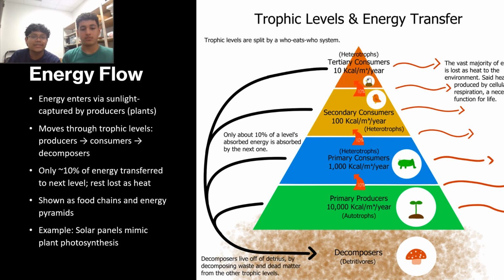An example of this could be solar panels trying to mimic plant photosynthesis, since it is the most efficient way to capture energy. As you can see right here, from the bottom, we have primary producers capturing energy, then only 10% gets transferred, as in it's 1,000, to the primary consumers, and the same for the secondary consumers, all the way to the tertiary. This means that 90% of energy is actually lost at every next trophic level higher. And actually, plants only receive 1% of the solar energy they absorb.